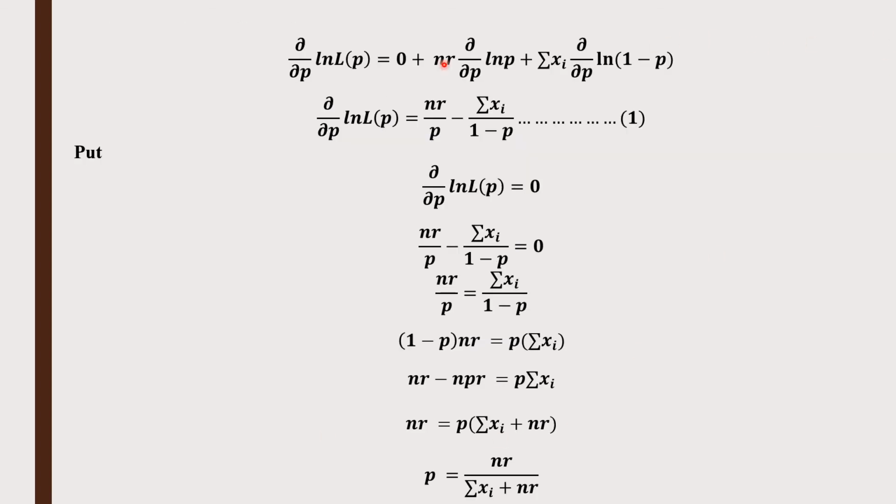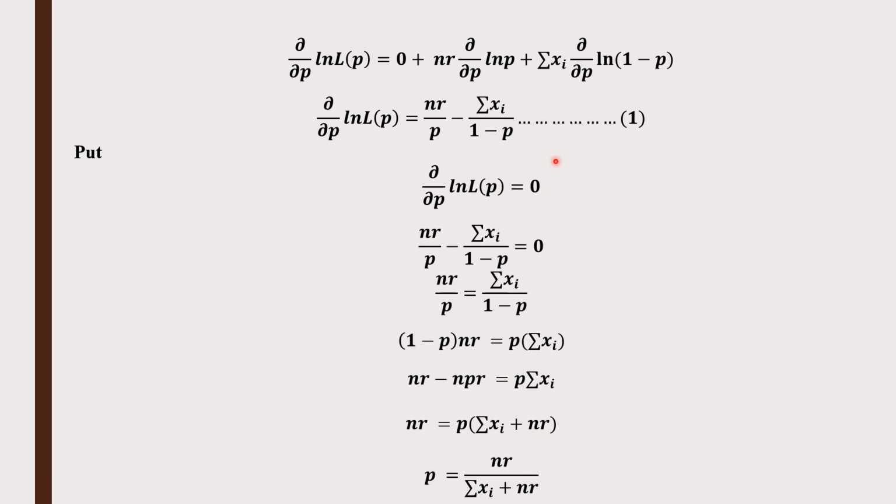Now differentiating with respect to p, derivative of ln k will be 0, nr will be as it is into derivative of ln p, summation xi will be as it is into the derivative of ln 1 minus p. Derivative of ln p is 1 over p, so we have nr over p. Derivative of ln 1 minus p is 1 over 1 minus p and derivative of 1 minus p is minus 1. So we have minus summation xi over 1 minus p.